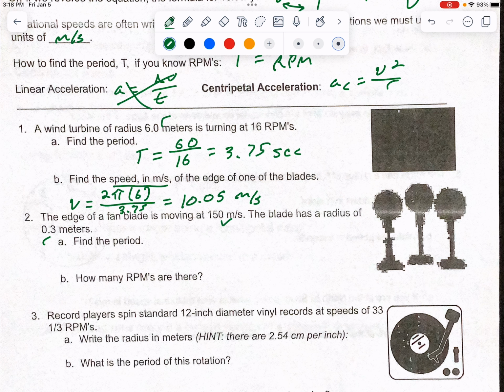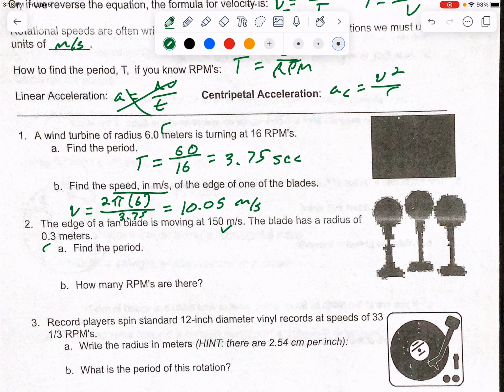So you've got lots of options to find period. I don't have frequency, so I can't do 1 over F. I don't have time, and I don't have revolutions, so I can't do time over revolutions. And I don't have RPM, so I can't do that. But remember, we know V equals 2 pi r over T.